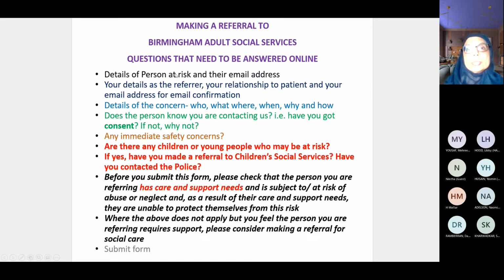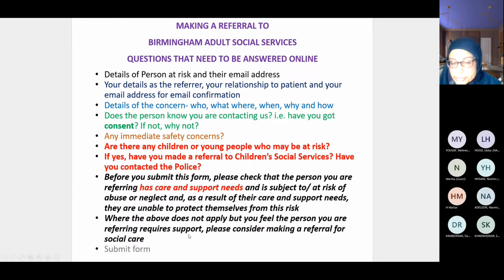So this one-pager is all the questions that you need to answer. And then it does say, before you submit this form, please check that the person you're referring has care and support needs and is subject to or at risk of abuse or neglect, and as a result of their care and support needs, they are unable to protect themselves from this risk. Remember that slide I showed from the Care Act? So Birmingham, because they've got finite funds, they have to really keep their rules and regulations, and they stick to the Care Act, exactly what it says.